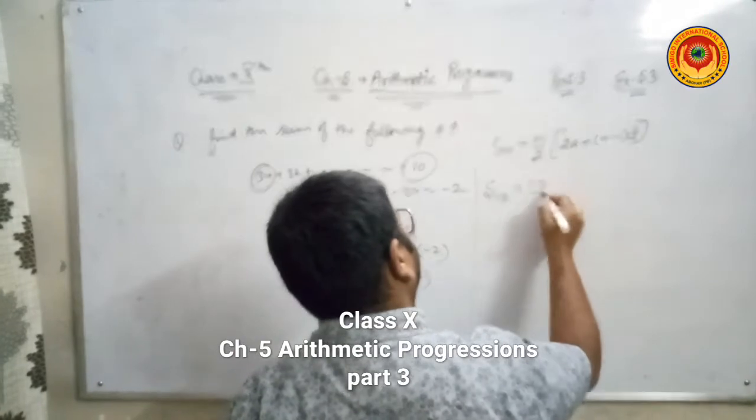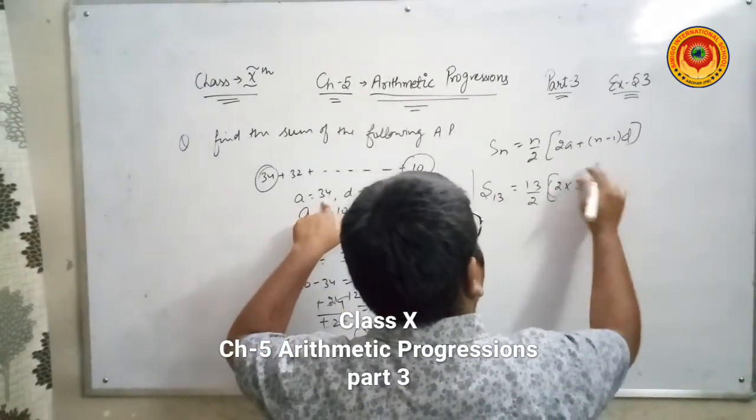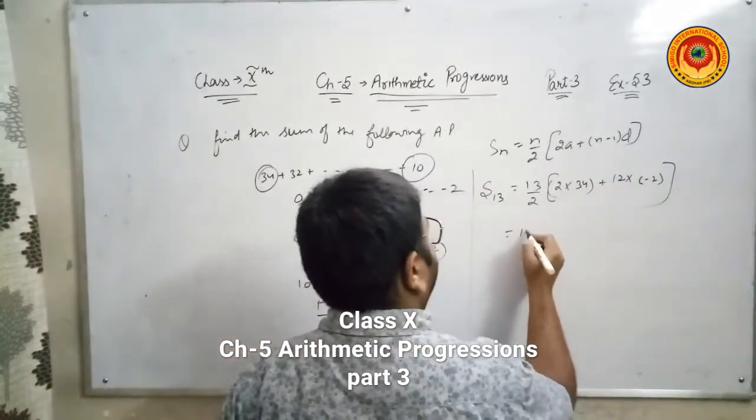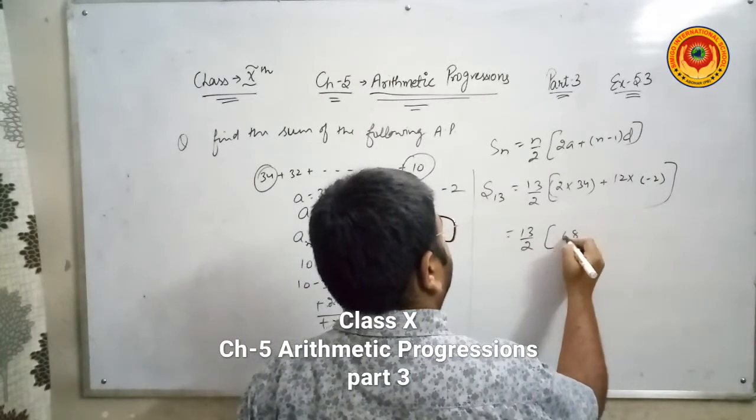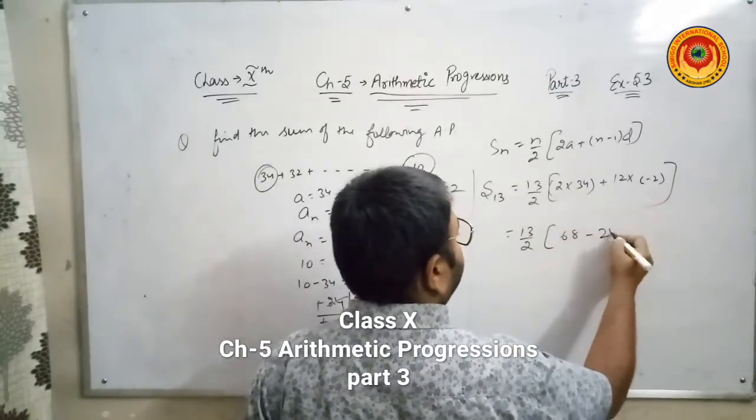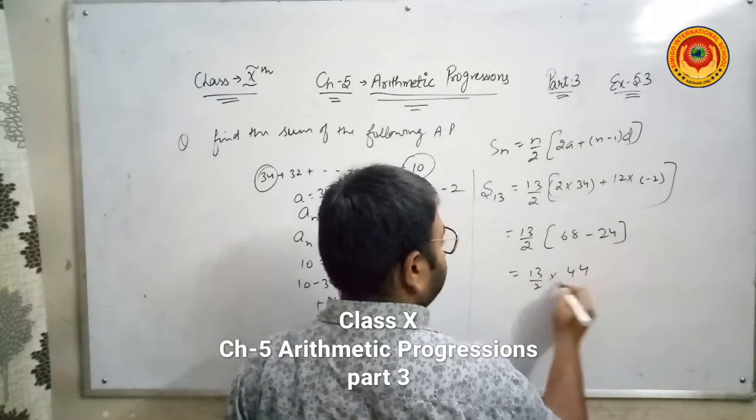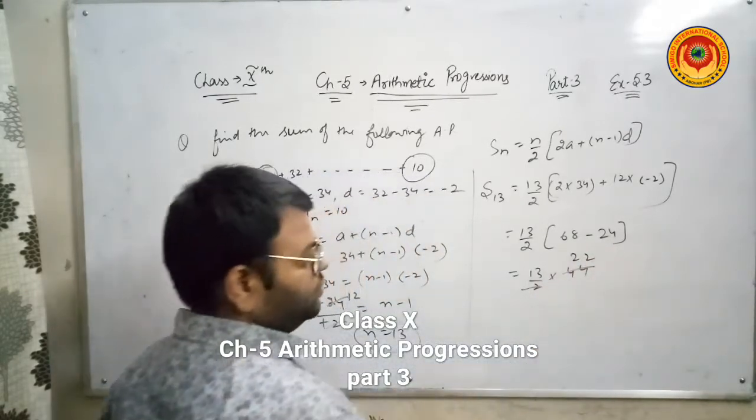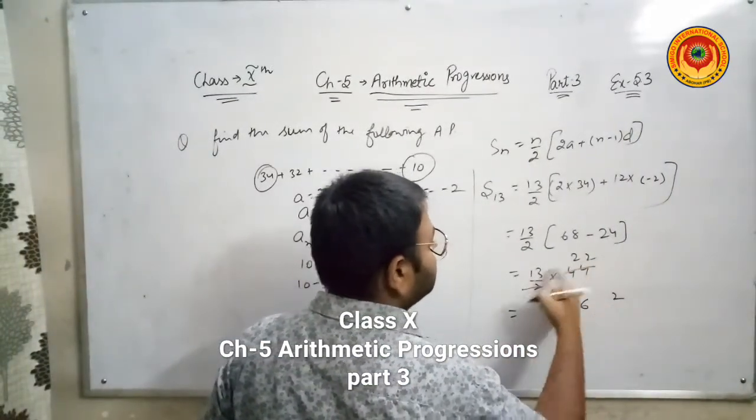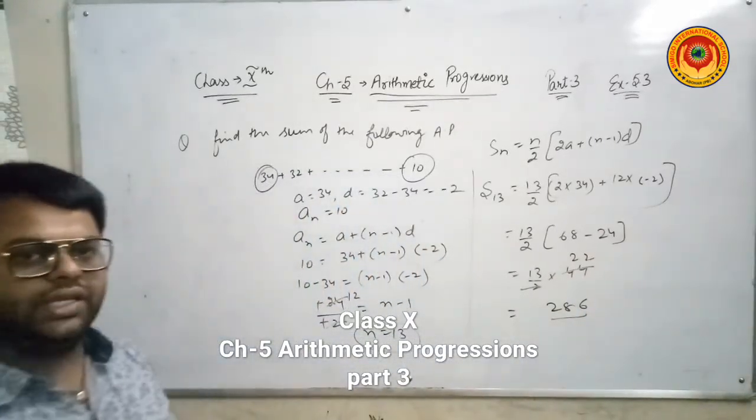n is 13, so 13 by 2. What's your a? 34. 13 minus 1, 12. What is your d? Minus 2. 34 into 2: 2 fours are 8, 2 threes are 6. 12 into minus 2 is minus 24. 8 minus 4, 4; 6 minus 2, 4. This is your 22. Now 13 into 22: 13 twos are 26, and 13 twos are 26, making 286. So 286 is the sum of the first 13 terms.